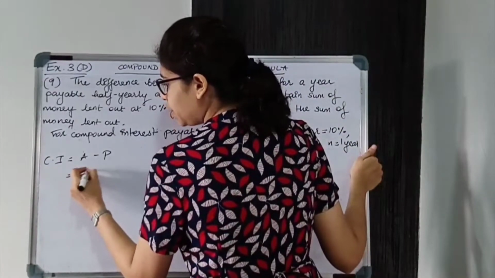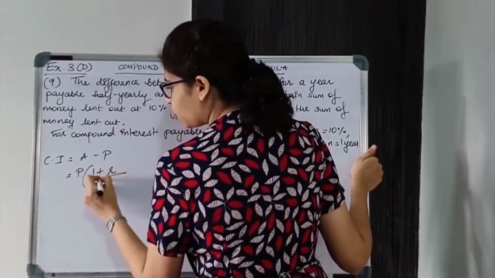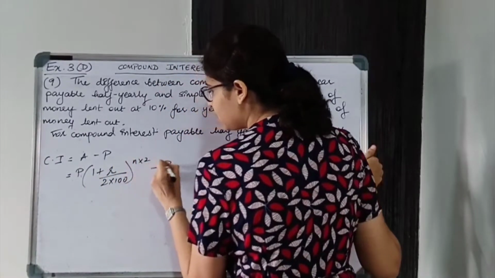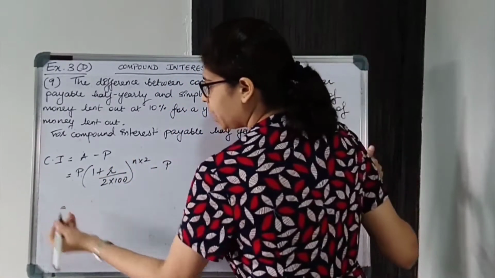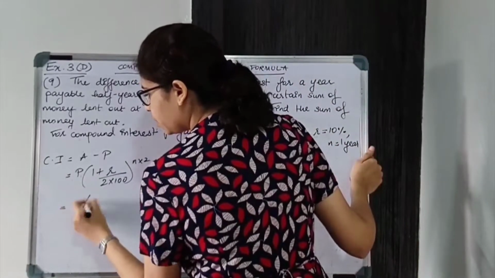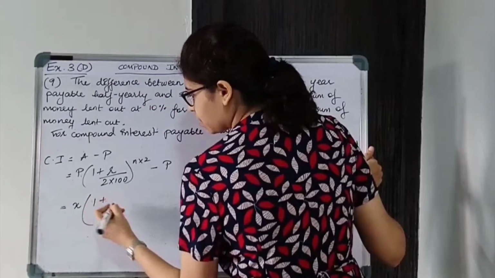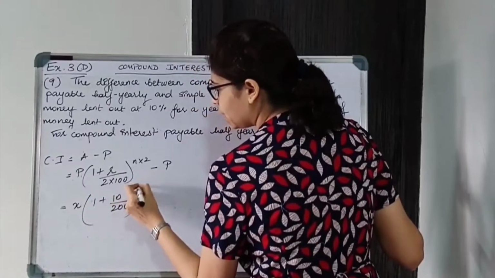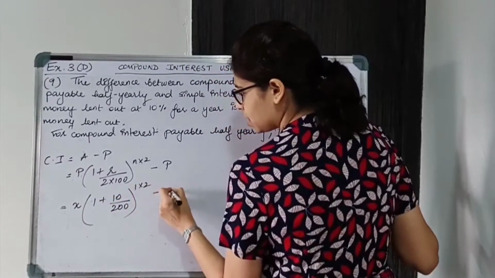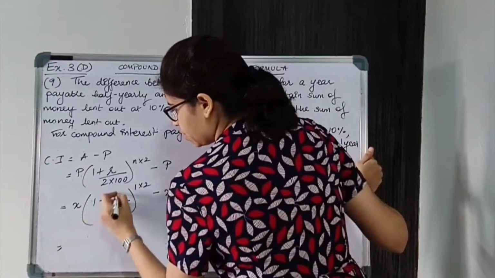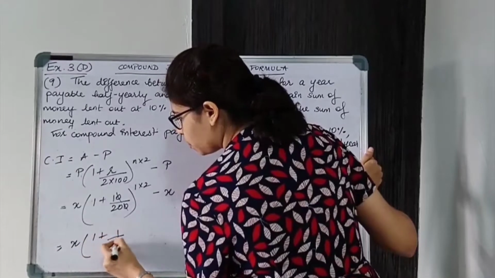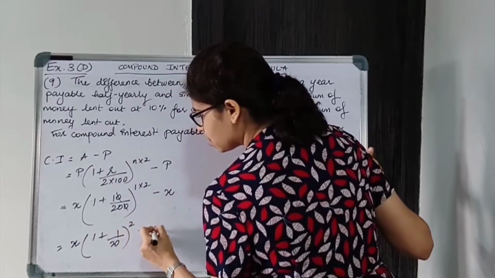Now A is P into (1 plus R upon 2 into 100) raised to N into 2 minus P. So read the question very, very carefully. P is X, 1 plus 10 upon 2 into 100 gives 200, and N is 1 minus X. Your 0, 0 will get cancelled. So X into (1 plus 1 upon 20) raised to 2 minus X.